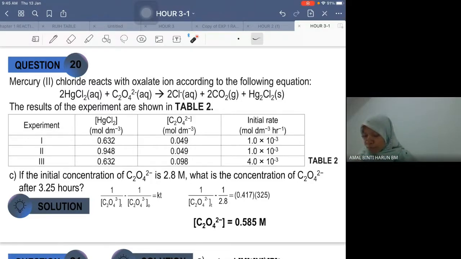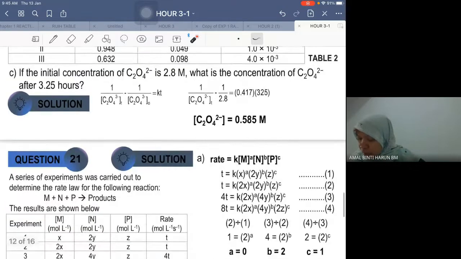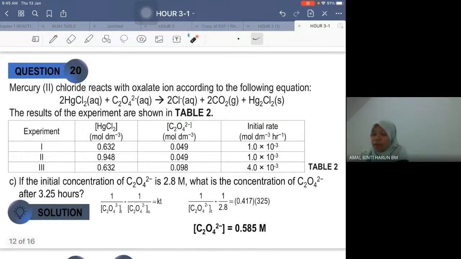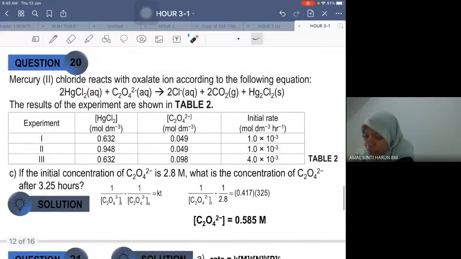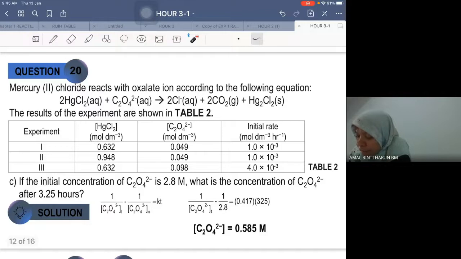Okay, soalan 20. Ni last soalan lah, saya ada kelas lain ni. Soalan 20, mercury, soalan yang sama. If the initial concentration of oxalate ni is 2.8 molar, what is the concentration oxalate after 3.2 hours? Okay, so kita ada initial concentration, kita nak cari final concentration. That means you kena guna integrated rate equation. So bila integrated order yang mana? Mestilah second order reaction.